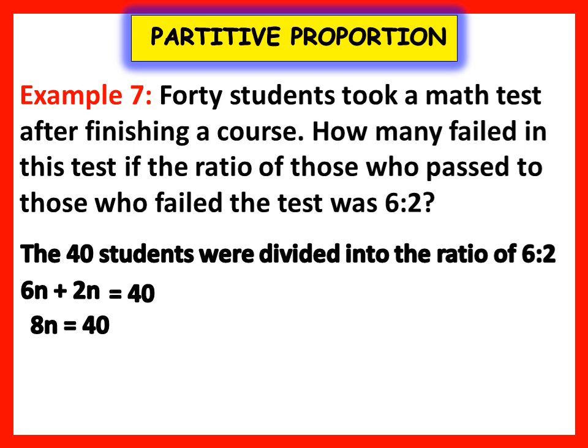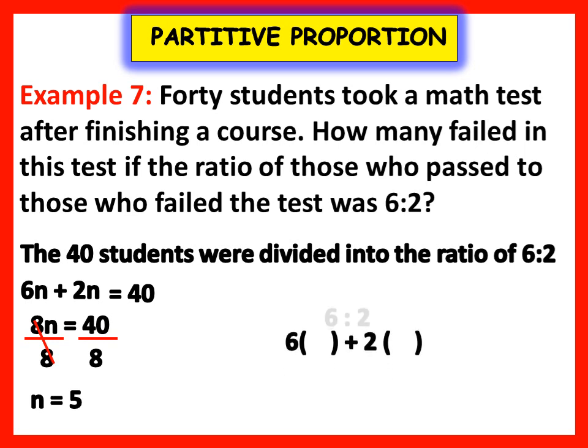So let us find first the value of n, or the greatest common factor. So we need to divide both sides by 8. 8 divided by 8 is 1, or cancel. Then 40 divided by 8 is 5. Therefore, n equals 5. That will be our greatest common factor to be used to find the answer.